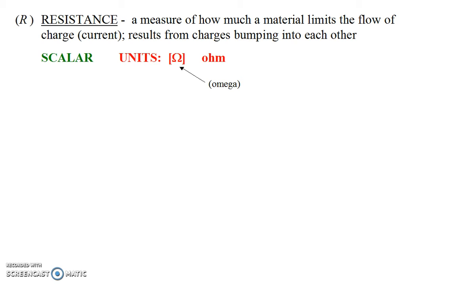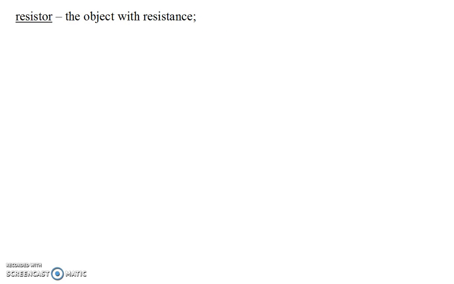So often we put an object in the circuit that offers this resistance. And so now we introduce the concept of the resistor. The resistor is the thing you put in the circuit that has the resistance. So we want to make sure we're using our vocabulary correctly. Resistor is the object, resistance is what it has. But what's a better definition for resistor?